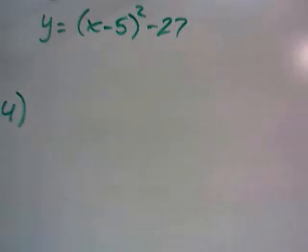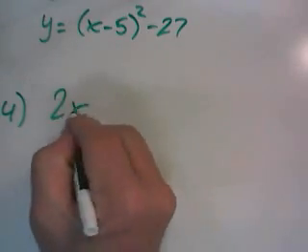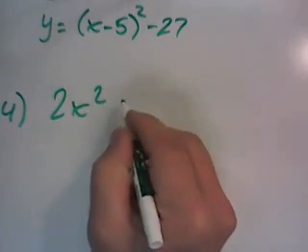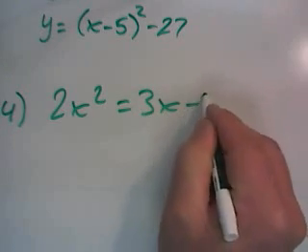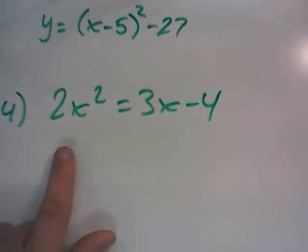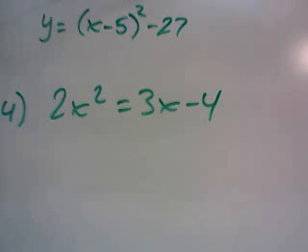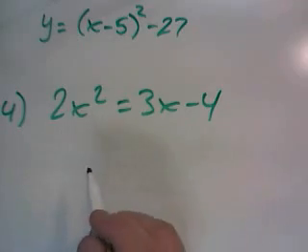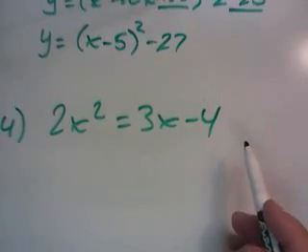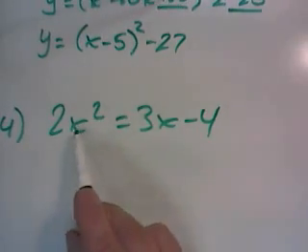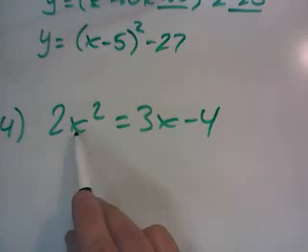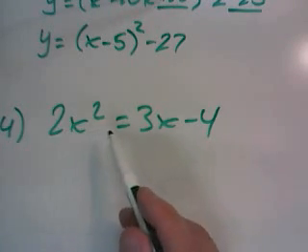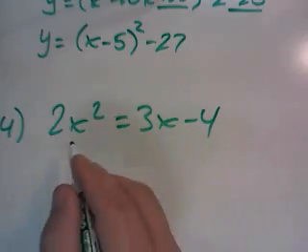You know what? I'm going to change this one so that we get an example of one that, let me go like this. 2x squared equals 3x minus 4. Again, we have a 2 out in front, so that means that we're going to have to get the x squared by itself. So to do that, I'm going to divide everything by 2 to get the x squared by itself, because you cannot complete the square with a number in front of the x squared. You've got to get the coefficient of the x squared to be 1.